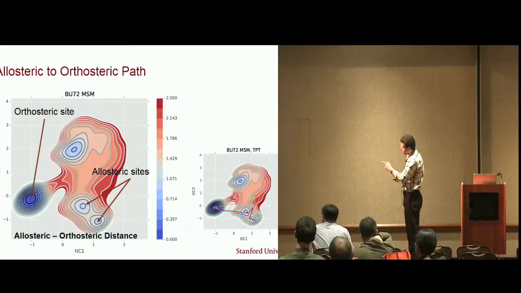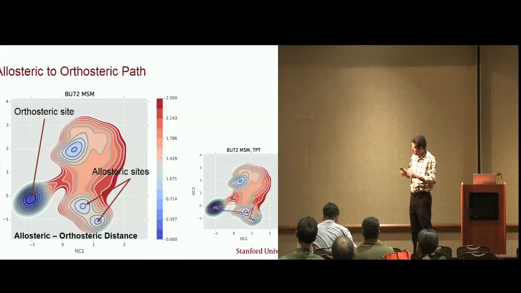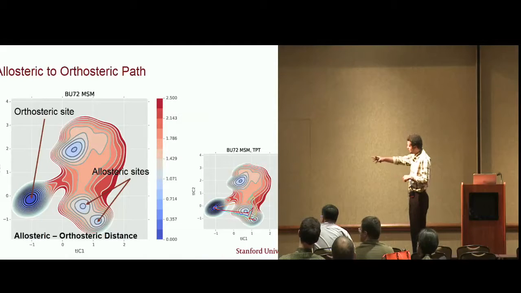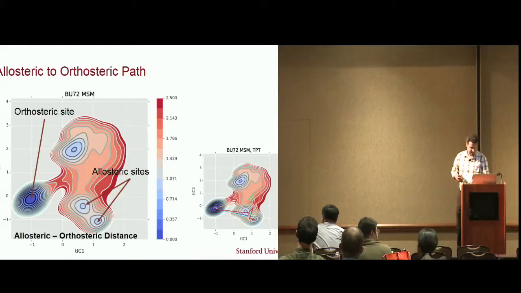As you can see, there are 2 allosteric sites. There are 2 potential wells, and there is a very well-defined orthosteric site, which is a very deep well because it's the place where the ligand should be. And there are pathways. Using TPT, transition path theory, we found this path.